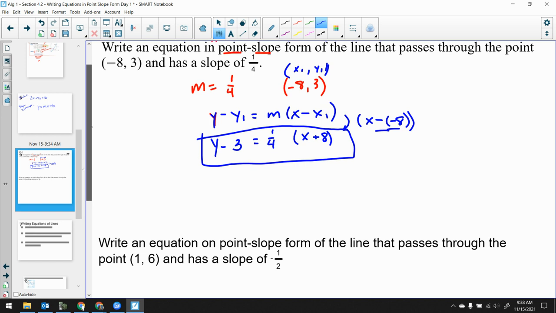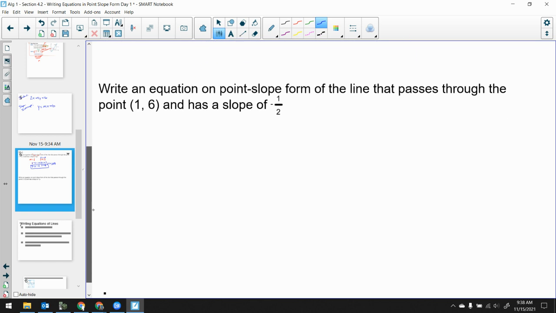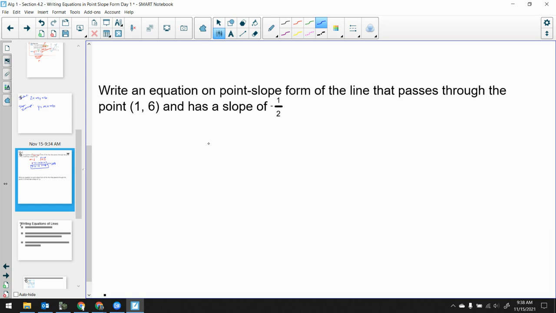Let's take a look at the next one. Again, if you ever need more time to write anything down, please pause. The next one: write an equation in point slope form of a line that passes through point 1 comma 6 and has a slope of -1/2. That's a negative in there. So that means my slope is -1/2 and my point is 1 comma 6.